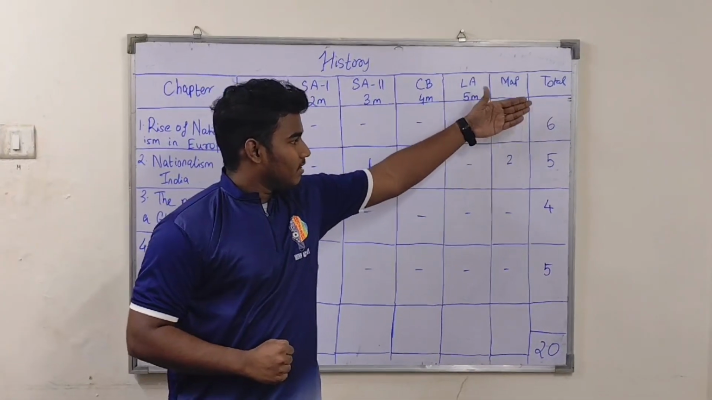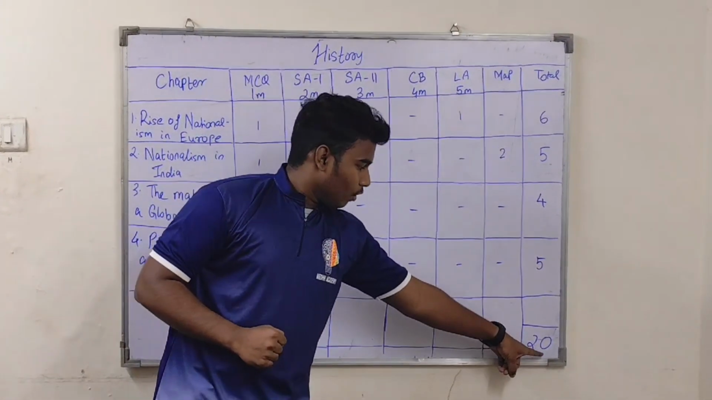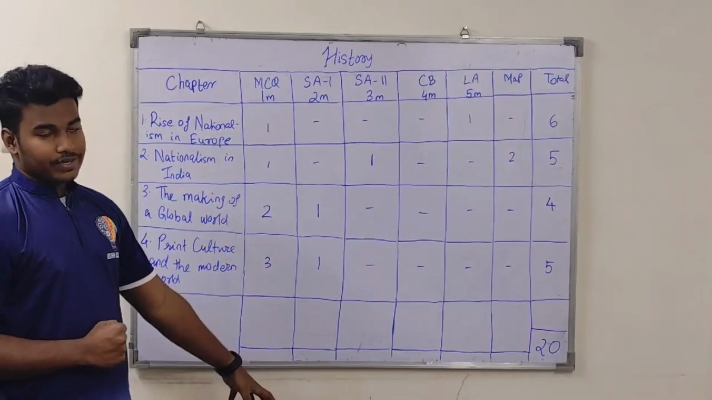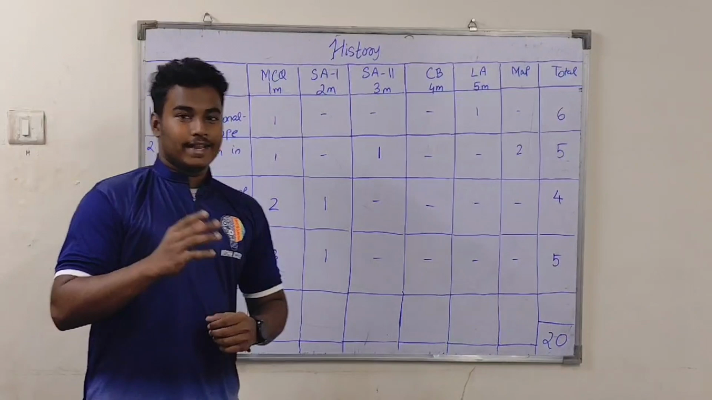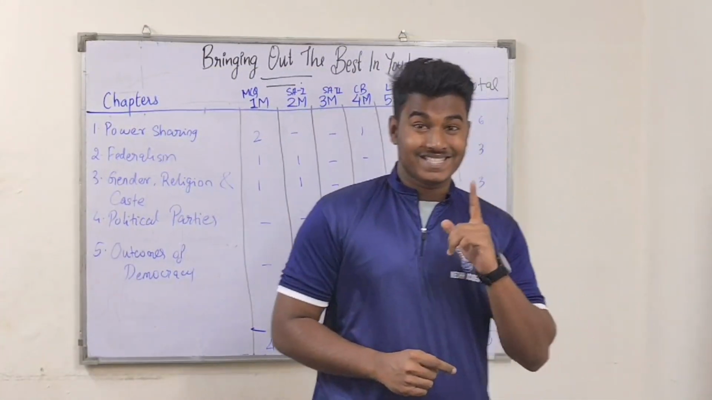So your 6 plus 5 plus 4 plus 5 all together your weightage is 20. So this was all about your history's weightage distribution. So in the next video I'll be with civics, so stay tuned. I'll be talking about civics.